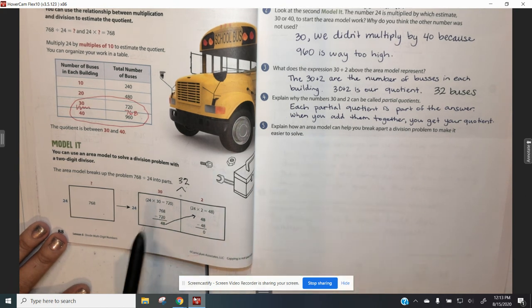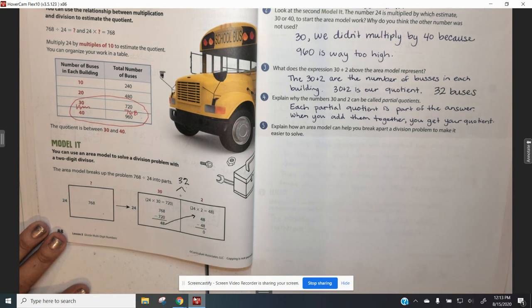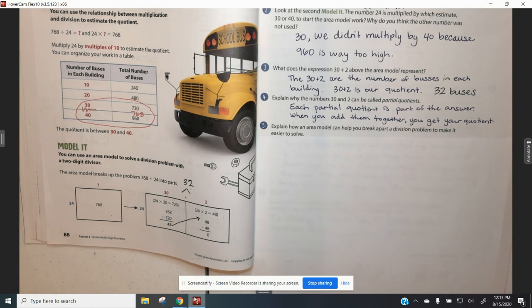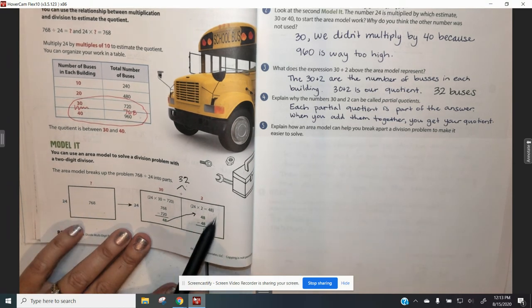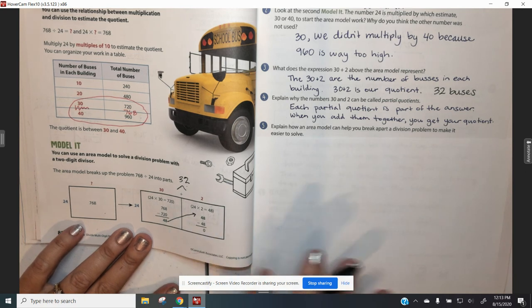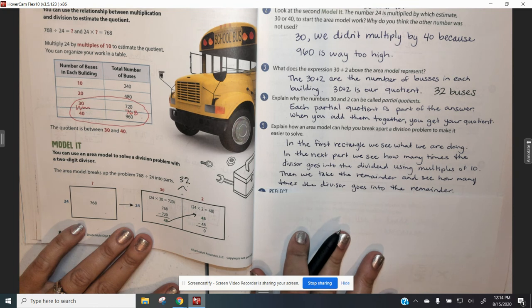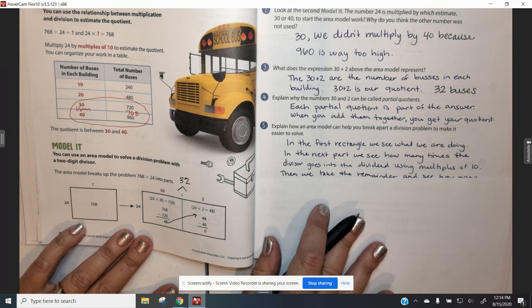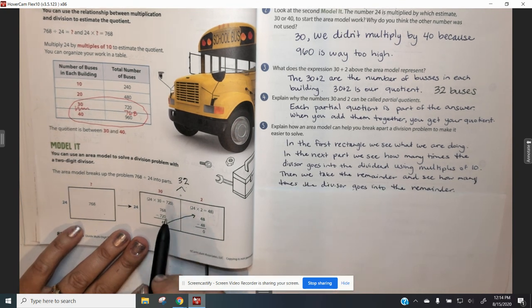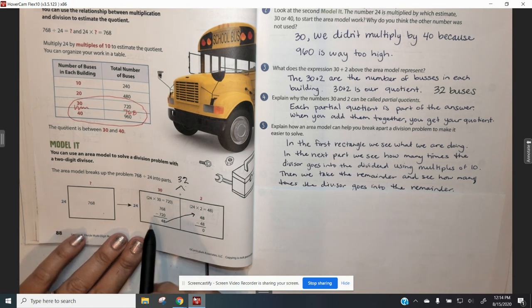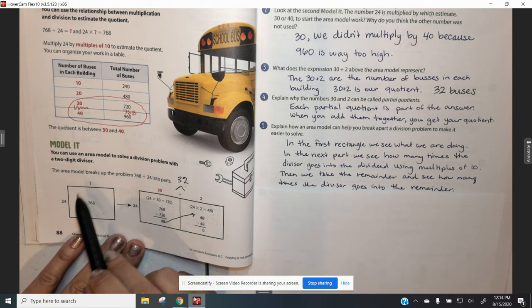Explain how an area model can help you break apart a division problem and make it easier to solve. Go ahead and tell me why you think an area model makes this problem easier to solve. What I think is that in the first rectangle, we can see what we're doing. So here we can see what we're doing.